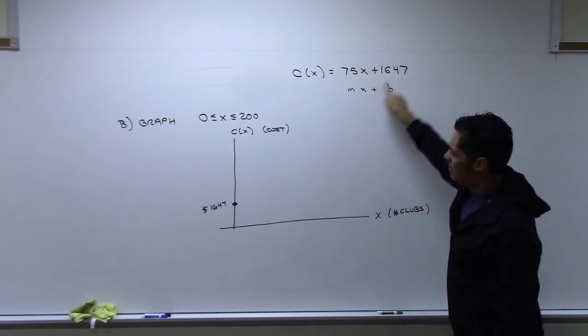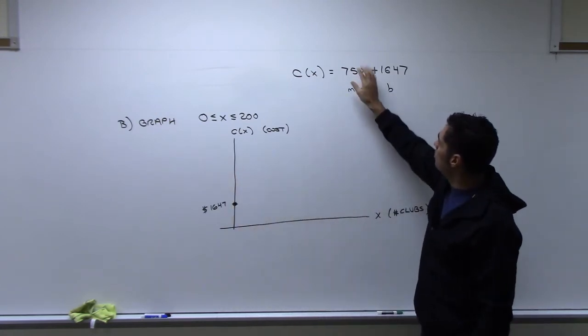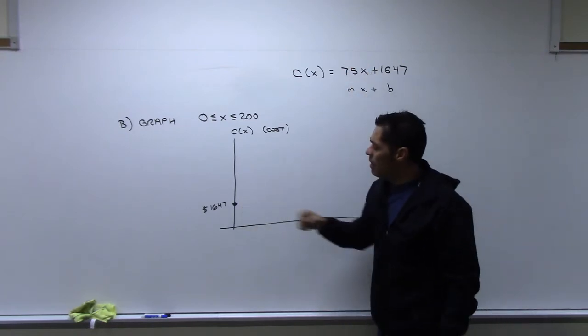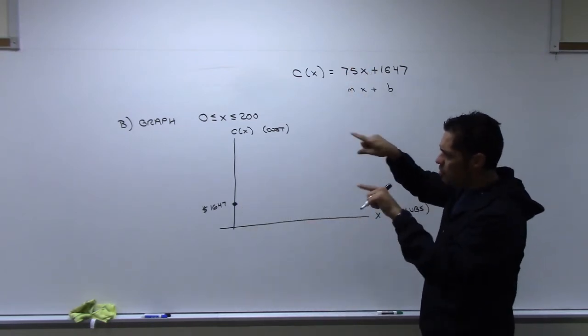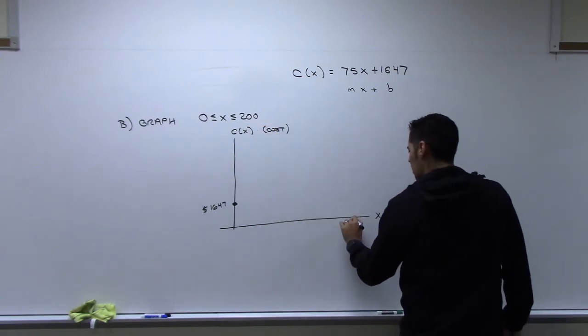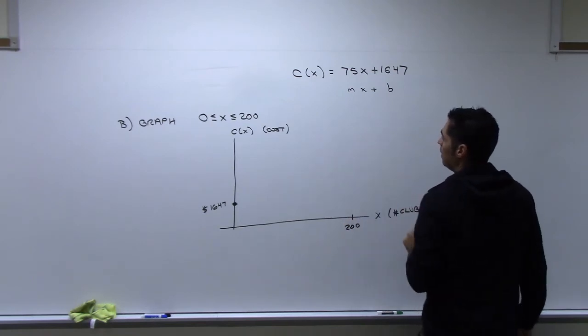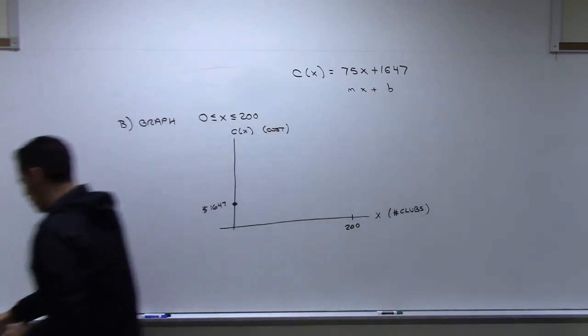$1,647. That is one point on my graph. That's what happens if we plug 0 in, right? If we plug 0 in, you just get that. So we know that. And then I actually know two other points, but I only want to go out to 200. So I'm going to figure out where we would be. I'm going to plug 200 into my function.